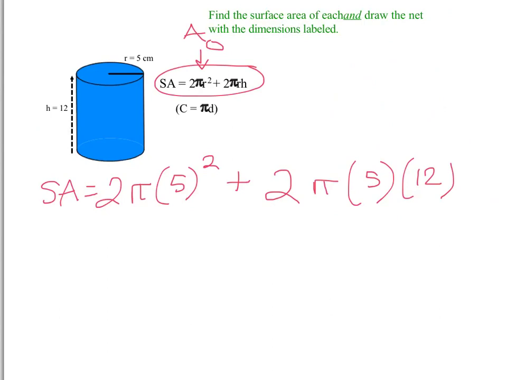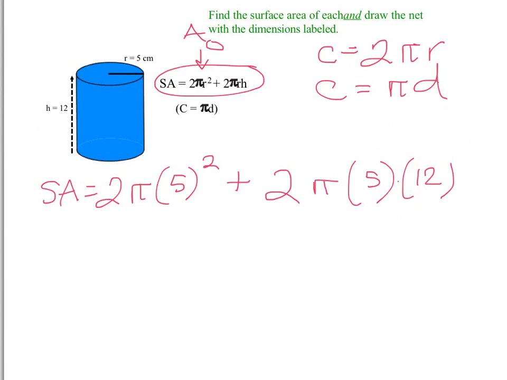Why did I do this? Well, I did this because circumference is 2 times pi times radius, or circumference could be pi times diameter, but if you don't know your diameter, then 2 times radius is the same as diameter. So that's how we got that.